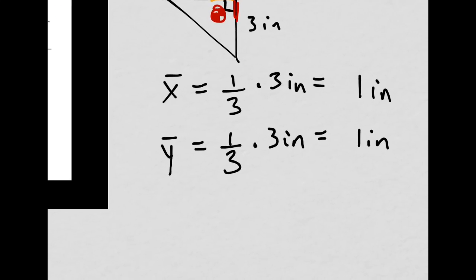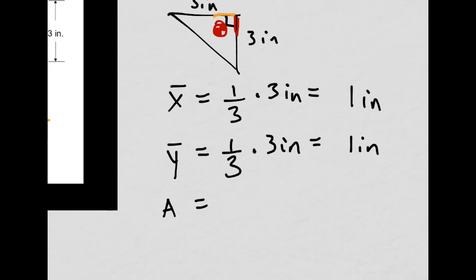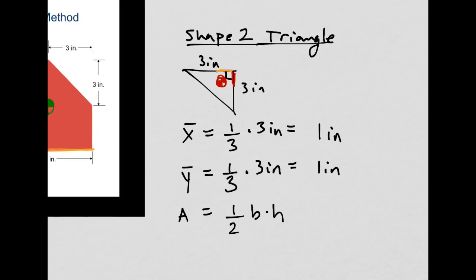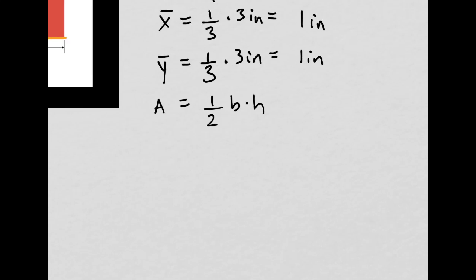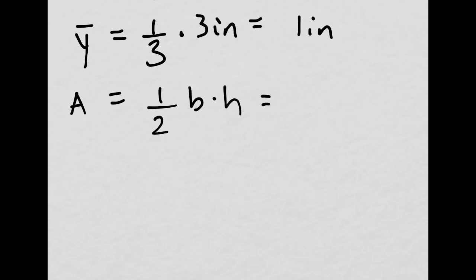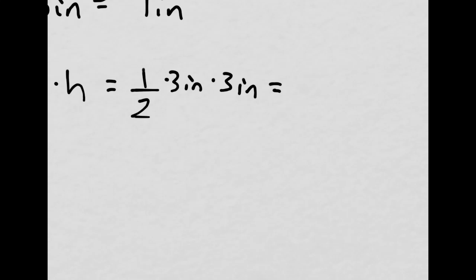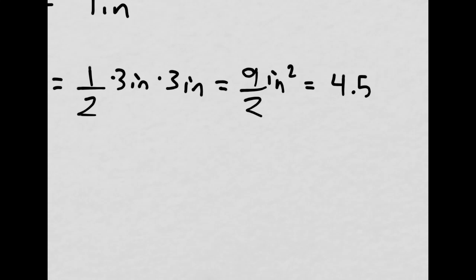Oh, I need to get the area of the triangle. So the area of the triangle is 1/2 times base times height. I know that the base, if I flipped it around, would be 3, and the height would also be 3. So 1/2 times base times height is the same as 1/2 times 3 inches times 3 inches, which would be 9/2, 9 inches squared over 2, which is 4.5 inches squared.